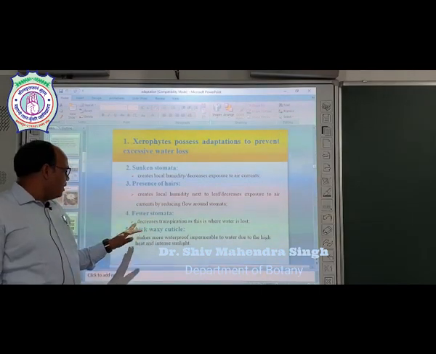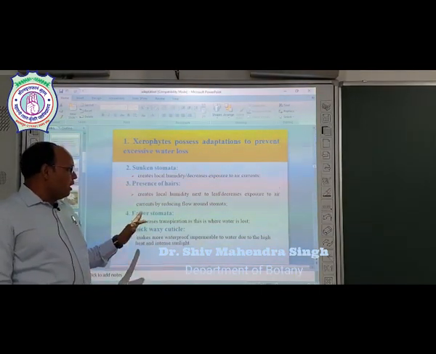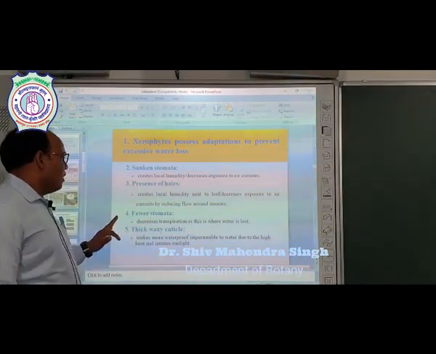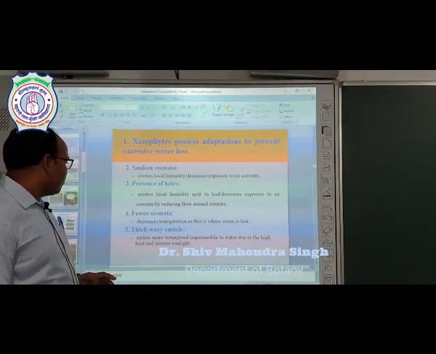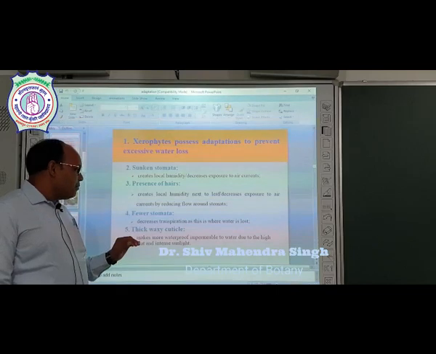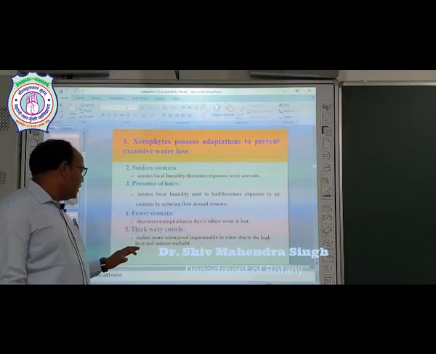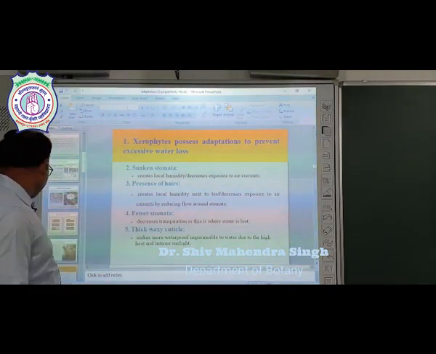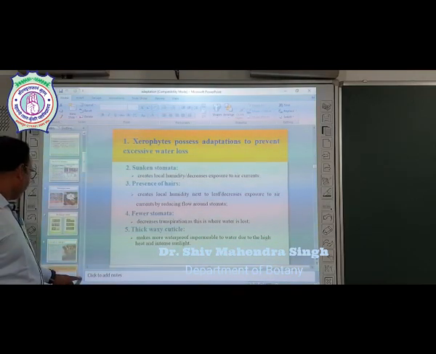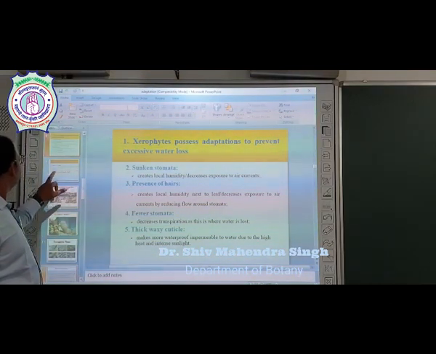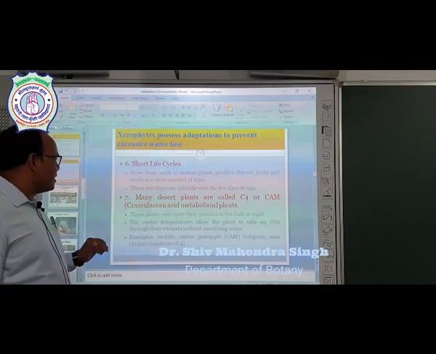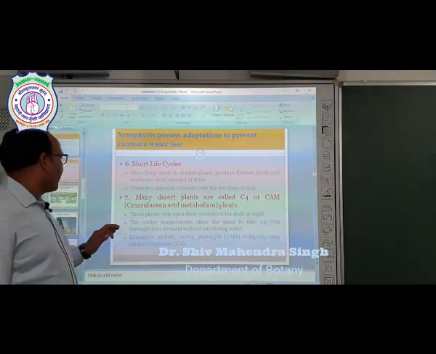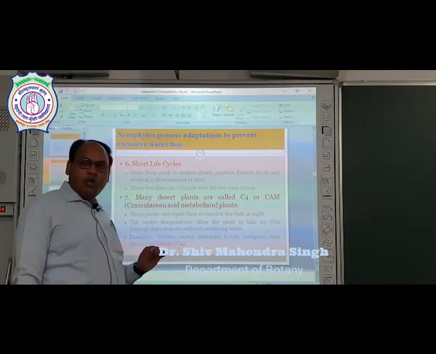Fewer stomata means decreased transpiration, where water is lost. A thick waxy cuticle makes the plant more waterproof and impermeable to water, due to high heat and intense sunlight. Short life cycles. Many desert plants are called C4 or CAM, crassulacean acid metabolism plants.